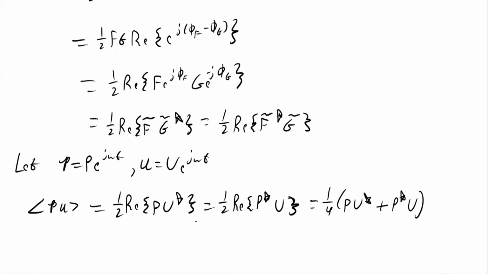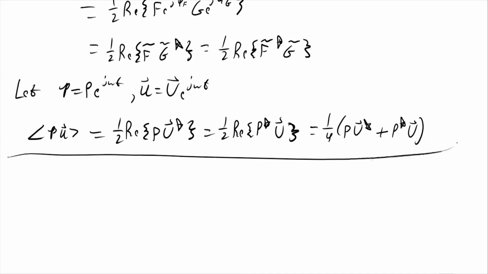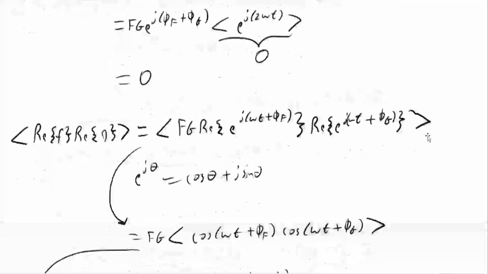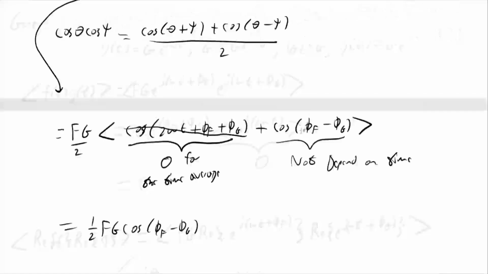And of course, we could make these vectors if we put a vector everywhere. So if you're not just considering motion in one direction, you could do that as well. Okay, so that's what we will use going forward to calculate intensity. So let's do it. So we found earlier the intensity of a plane wave. Now let's find the intensity of a spherical wave.